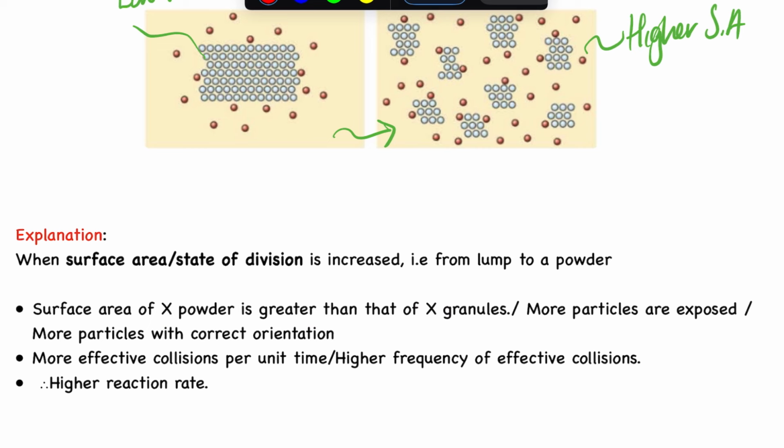Now, this is how you explain. You say the surface area of compound X as powder is greater than the surface area of compound X in granules. We're comparing the same molecules, but in different states of division. Or you can say more particles are exposed, or more particles with correct orientation. That's 1 point, guys. Any of those will give you a mark. And then you say more effective collision per unit time, or you can say, that's 1 point, higher frequency of effective collision, and therefore the rate of reaction is high.